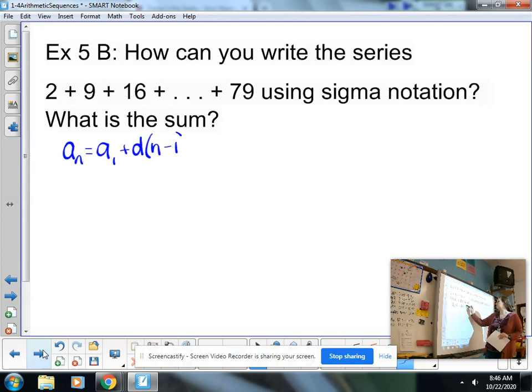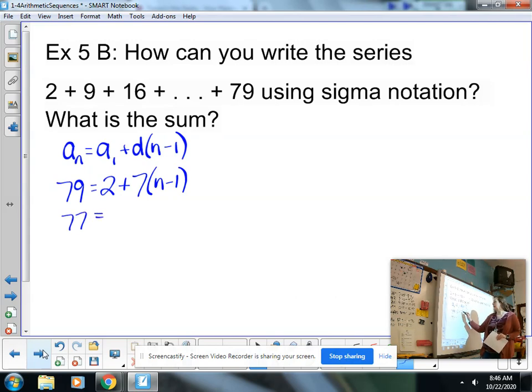So I'm going to go back to this formula. This is the explicit formula for a sequence. And I don't know my n. I know that my last term is 79. I know my first term is 2, and my common difference is going to be 7, because I'm adding 7 to go here. But I don't actually know what my n is. I don't know how many terms are in the sequence. But if we solve this equation, we can figure that out very, very easily. So I can subtract the 2 and distribute the 7.